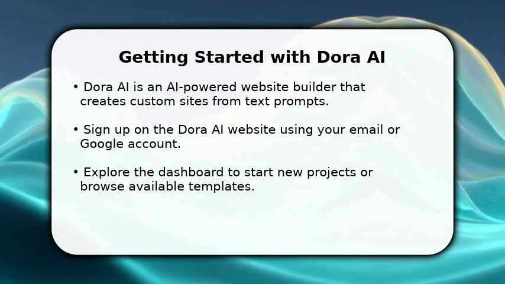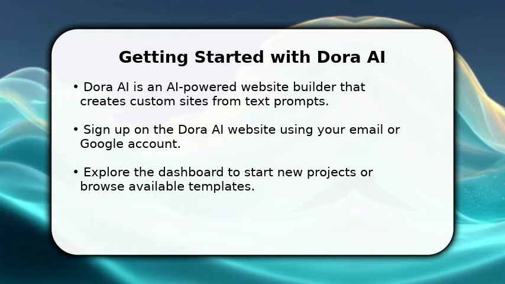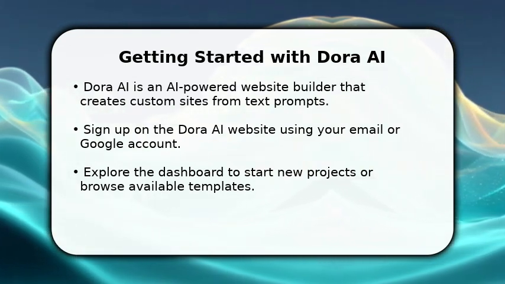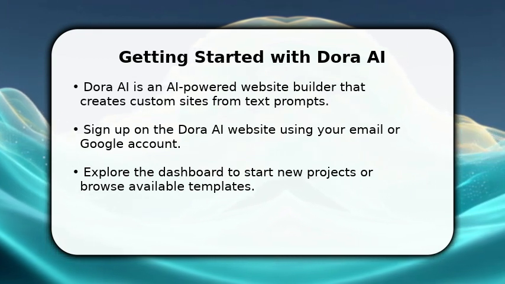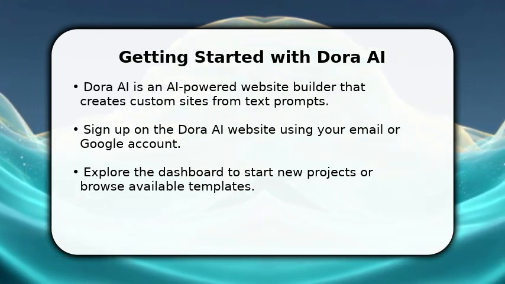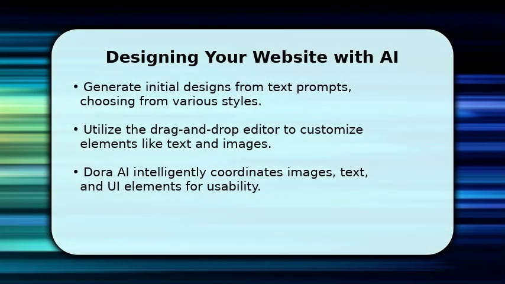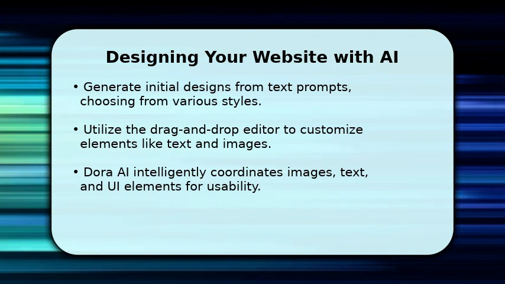To begin, simply click Create New Project, then define your website's purpose and provide a concise description of your vision. This initial step guides the AI in crafting your unique site. Dora AI revolutionizes design by generating initial website layouts directly from your text prompts. You can select from numerous custom styles or presets to match your brand's aesthetic.